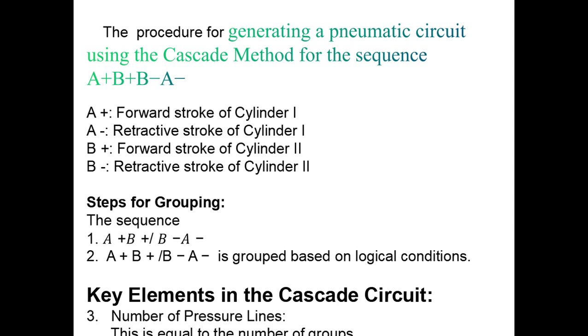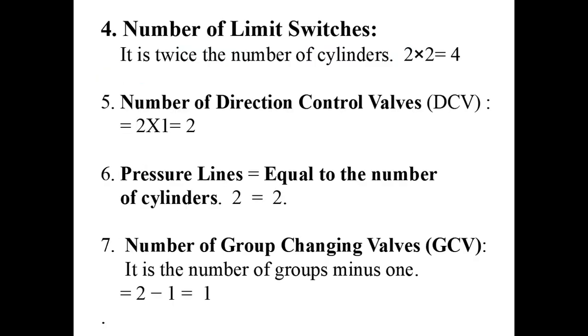Now we can see the key elements in the cascade circuit. The number of pressure lines is equal to the number of groups and all. The number of limit switches, I already told you that one.